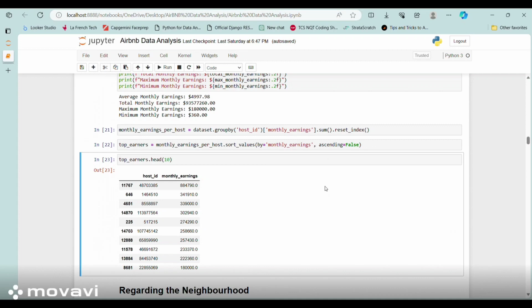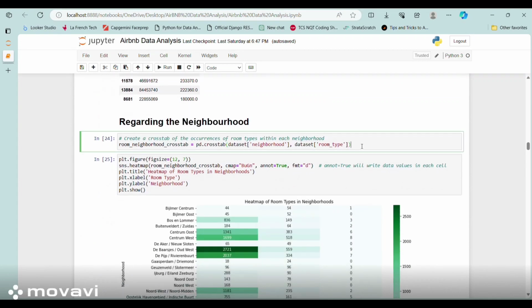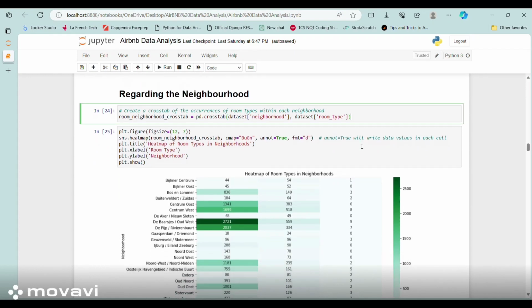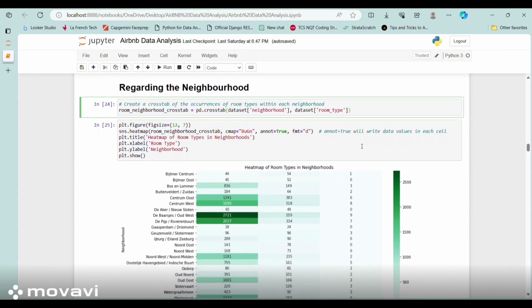To gain a better understanding of the Airbnb landscape, we have created a crosstab. This table allows us to examine the occurrences of different room types within each neighborhood. In our analysis, we have taken neighborhood and room type as our focus. The crosstab provides a clear view of how many listings of each room type are available in every neighborhood.